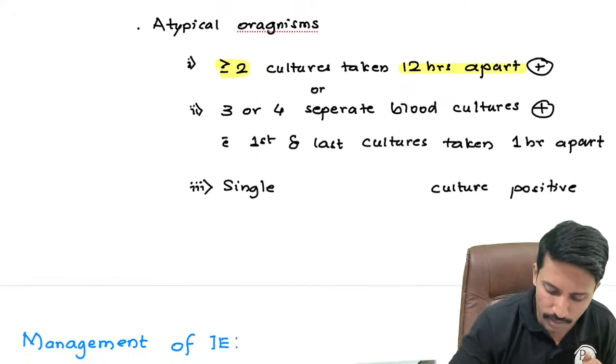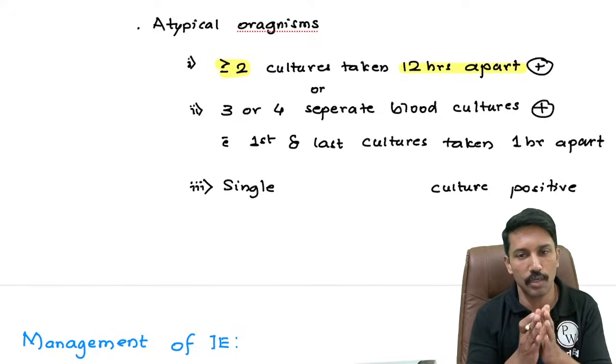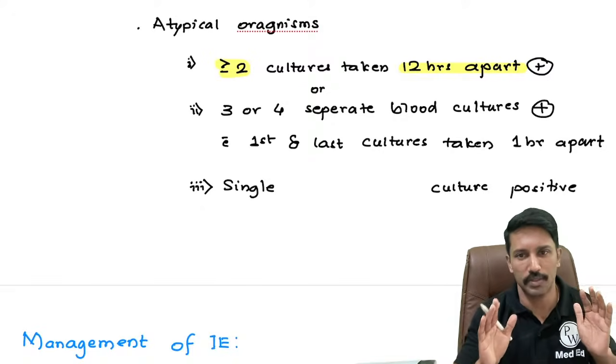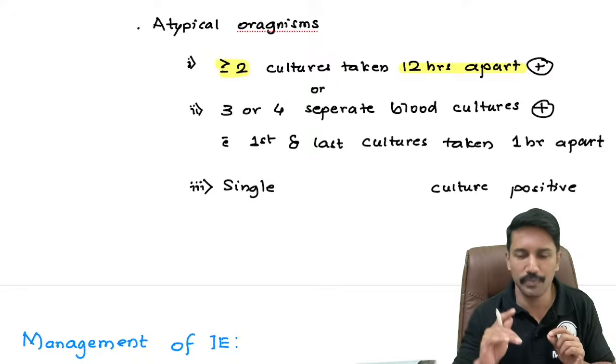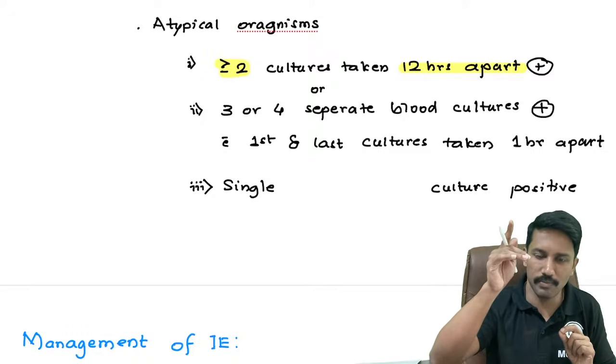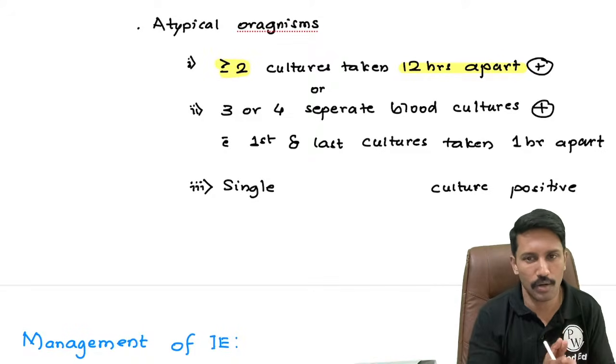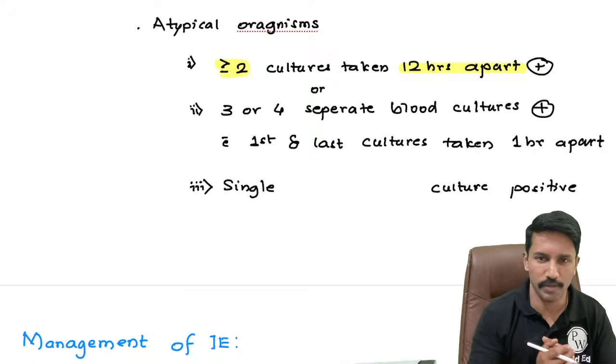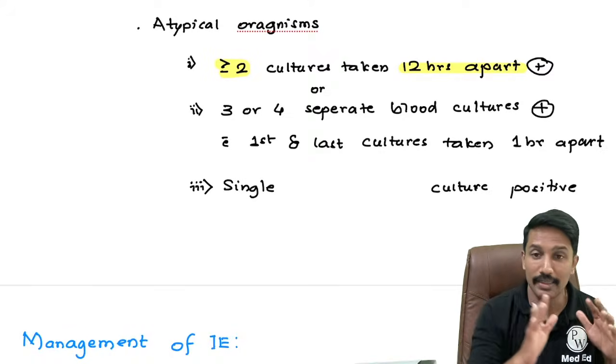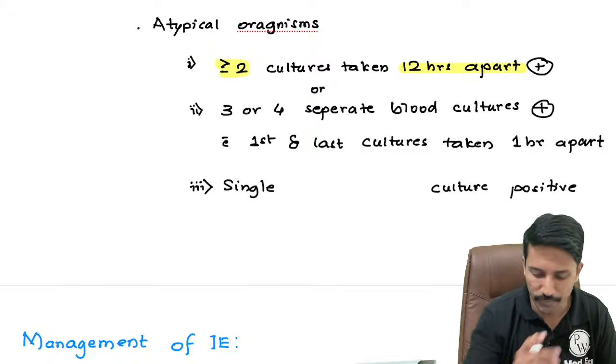But if it is atypical organisms, you need two or more cultures positive which are separated by 12 hours. Like I have taken one sample in the morning at 6 a.m., another sample after 6 p.m. Both are showing that atypical organism. Well, then blood culture is positive. If one is showing but the other is not, then the blood culture criteria is not positive.